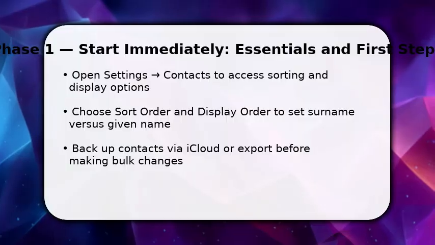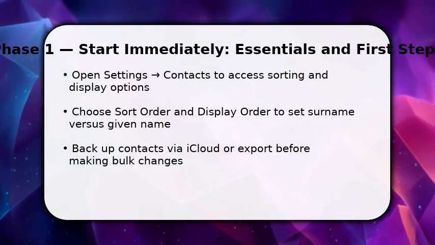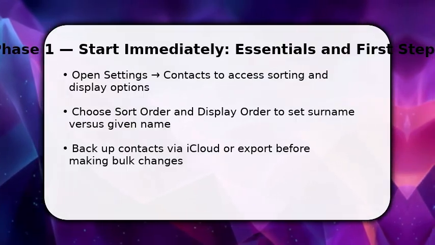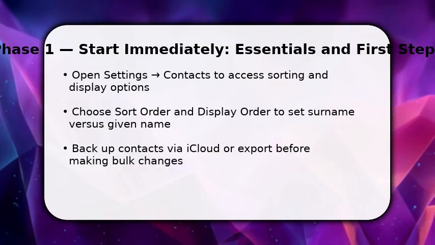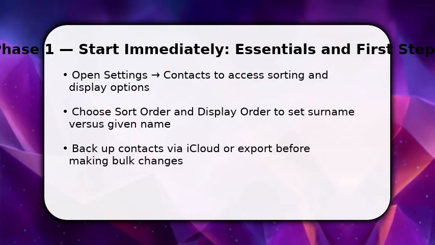Enjoy the video. You start in Settings because the sorting lives in Contacts. Open Settings, tap Contacts, then look for Sort Order and Display Order. Choose Last first to sort by surname. This makes alphabetical lists group by family name. Choose First, Last if you prefer given name order.